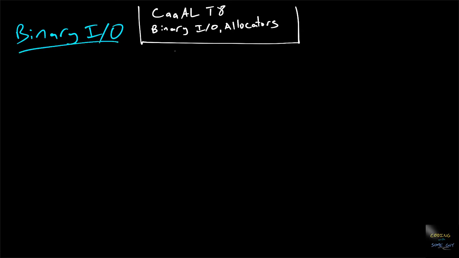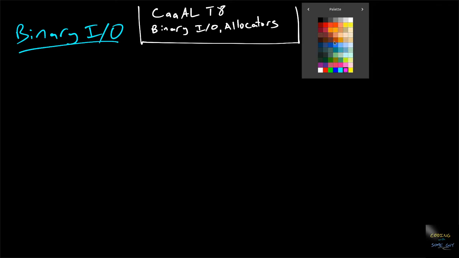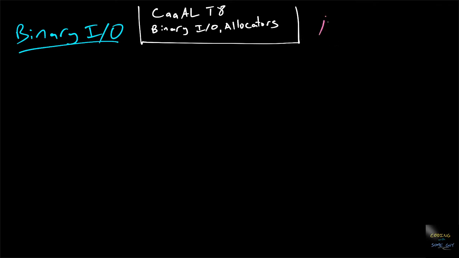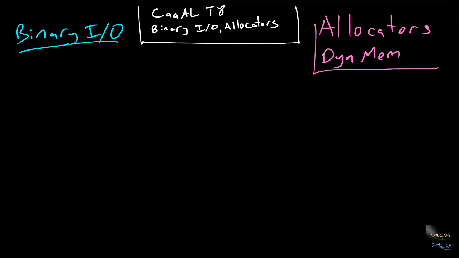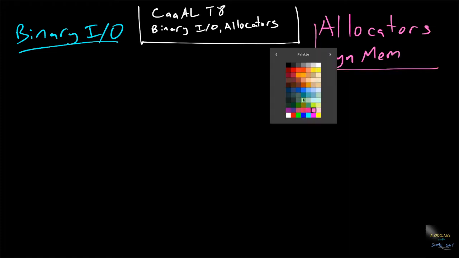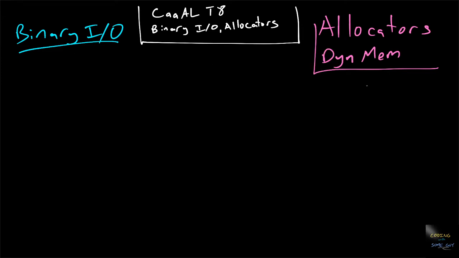So binary IO. And over here, let's choose another fun color. This is going to be our allocators. So this is dynamic memory. This is where C really, like, the training wheels come off. There's nothing harder, I think, to talk about in C than dynamic memory and all of the fun associated with it. But we're going to get to that a little bit later.